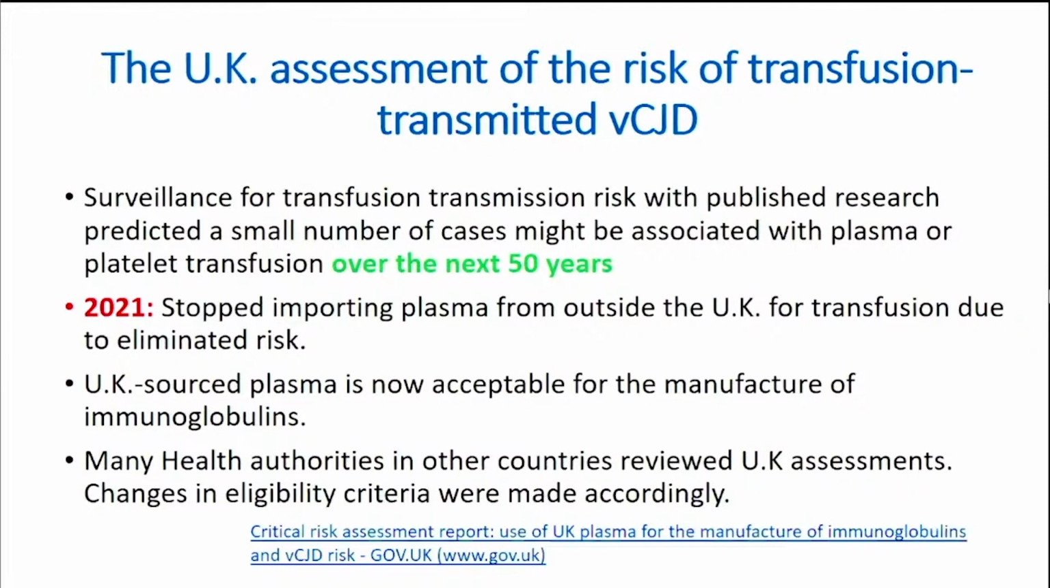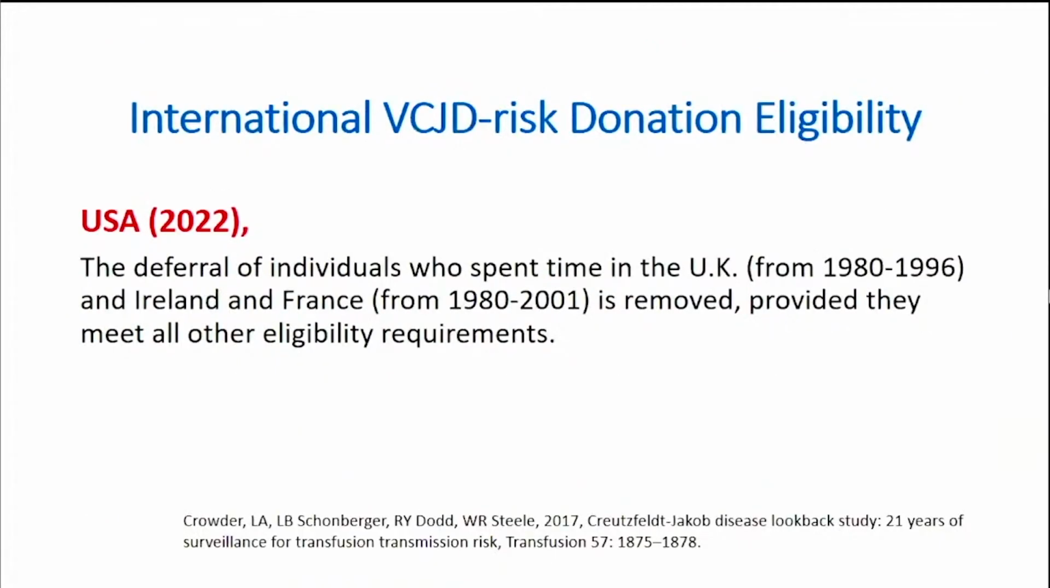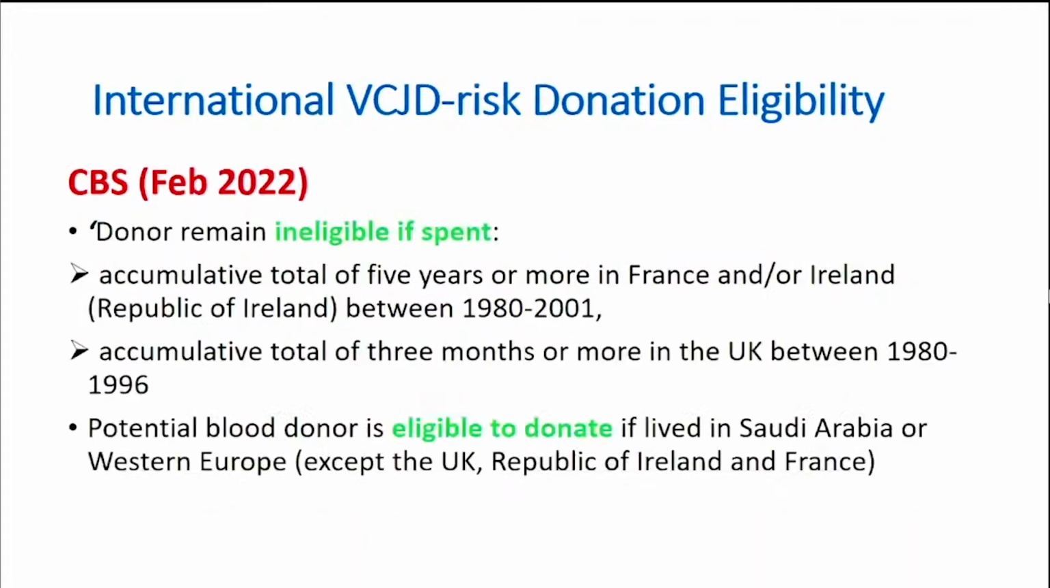And based on this published health risk assessment, many other countries have followed, including the USA, which removed the deferral from any potential donor who was residing in the UK, France or Ireland in the high-risk period. This also extends to Canadian Blood Services, which allowed donors who have been residing in Saudi Arabia or Western Europe during the high-risk period, but is still not allowing any donor who lived in the UK in that particular period, 1980 to 1996.